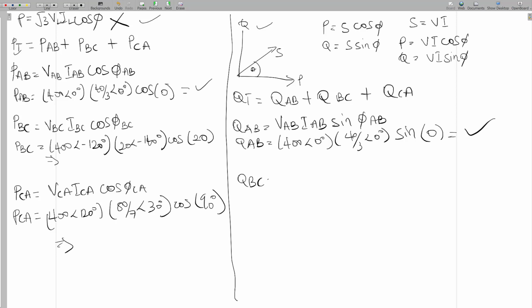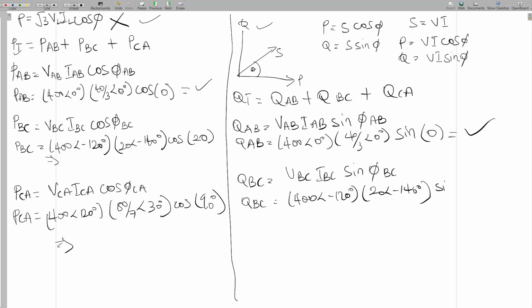So QBC should be VBC IBC sine the angle between the voltage and the current. So VBC was 400 angle minus 120 degrees. We had IBC to be 20 angle minus 140 degrees, sine, so the difference between 120 and 140 is just 20.